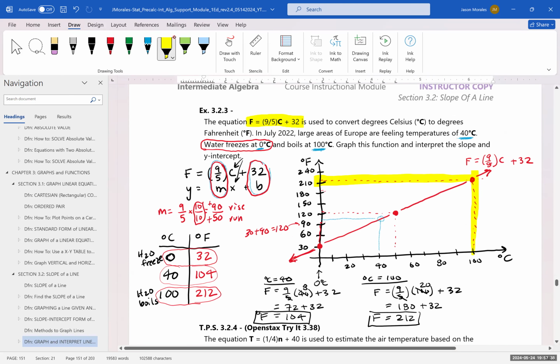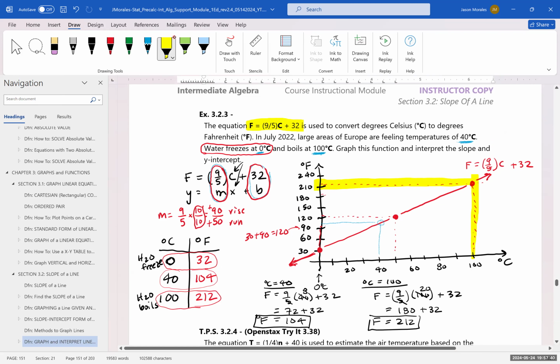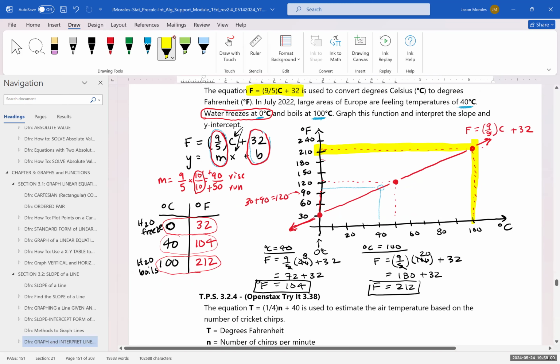So this is how we can graph a linear equation using slope-intercept in an applied way, and use it, as in this example, to convert temperatures from centigrade to Fahrenheit.